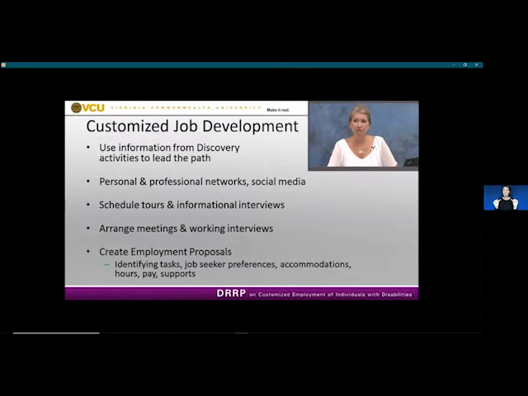Oftentimes, individuals don't really interview as well as maybe their colleagues, so this would give the individual a time to show what they can do versus using verbal skills to do that.